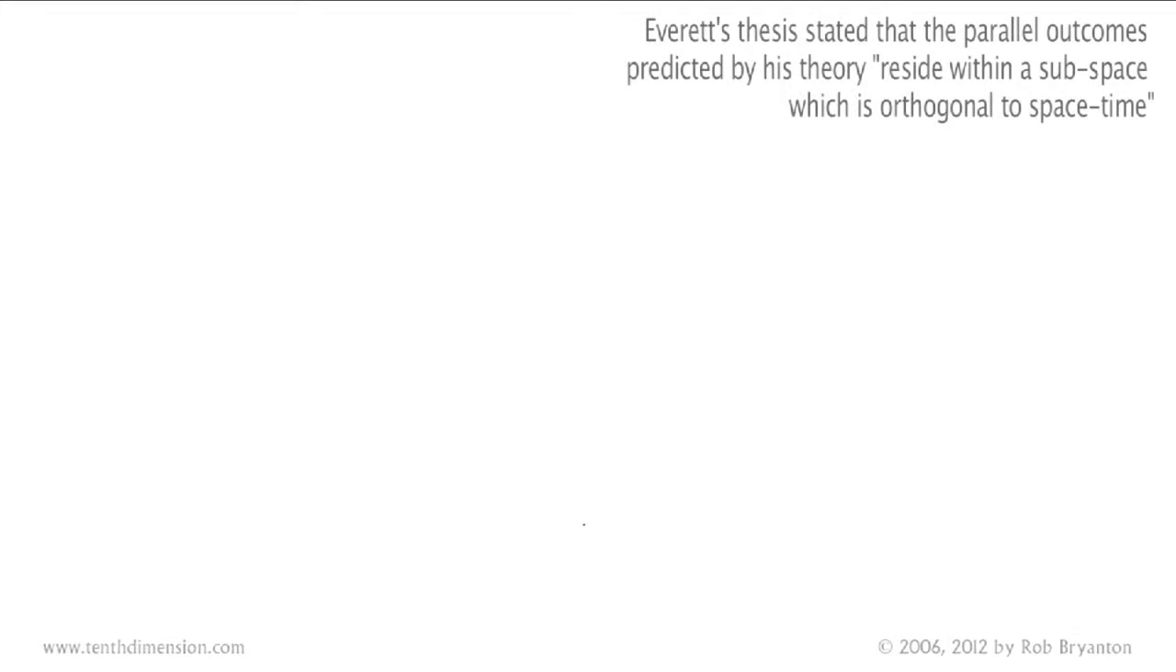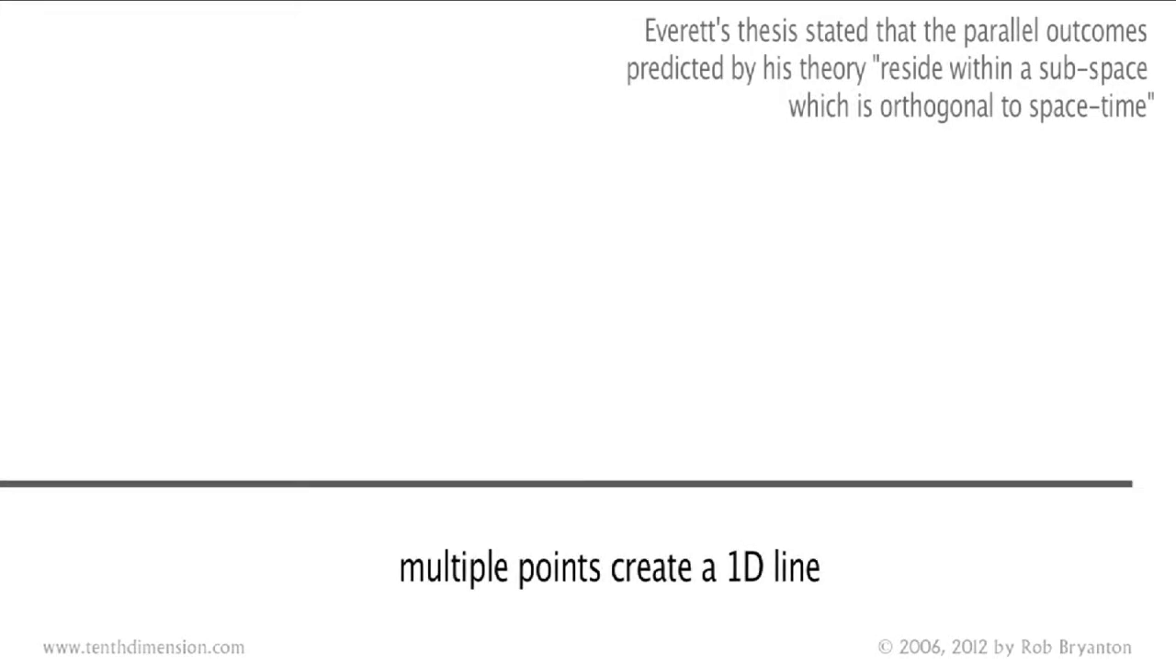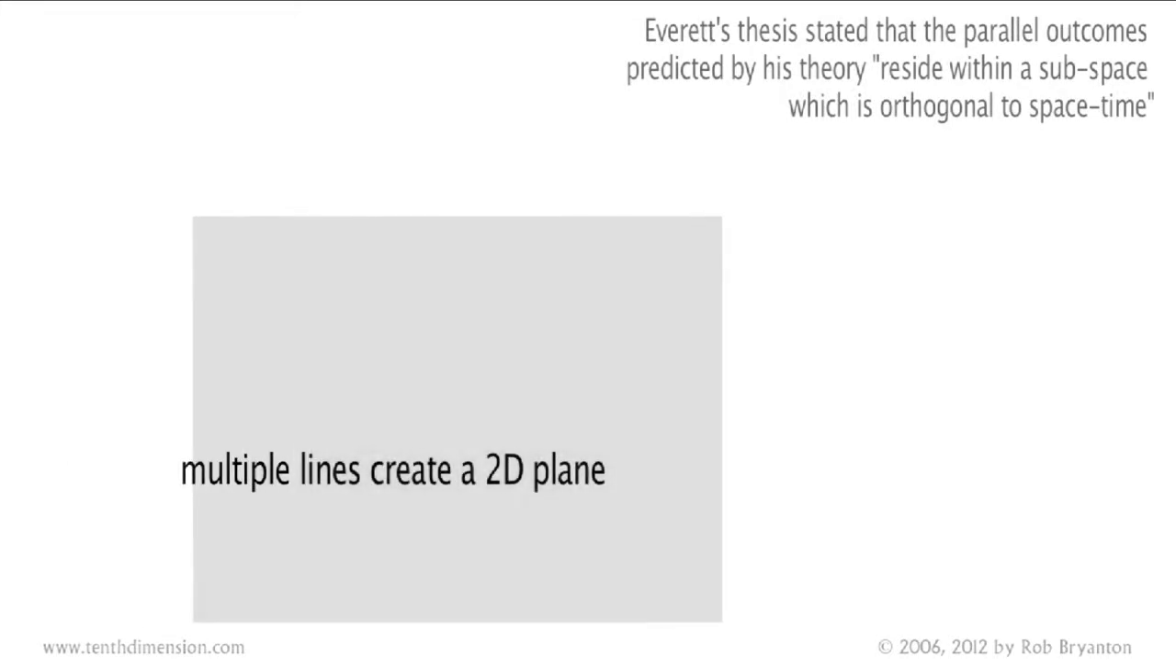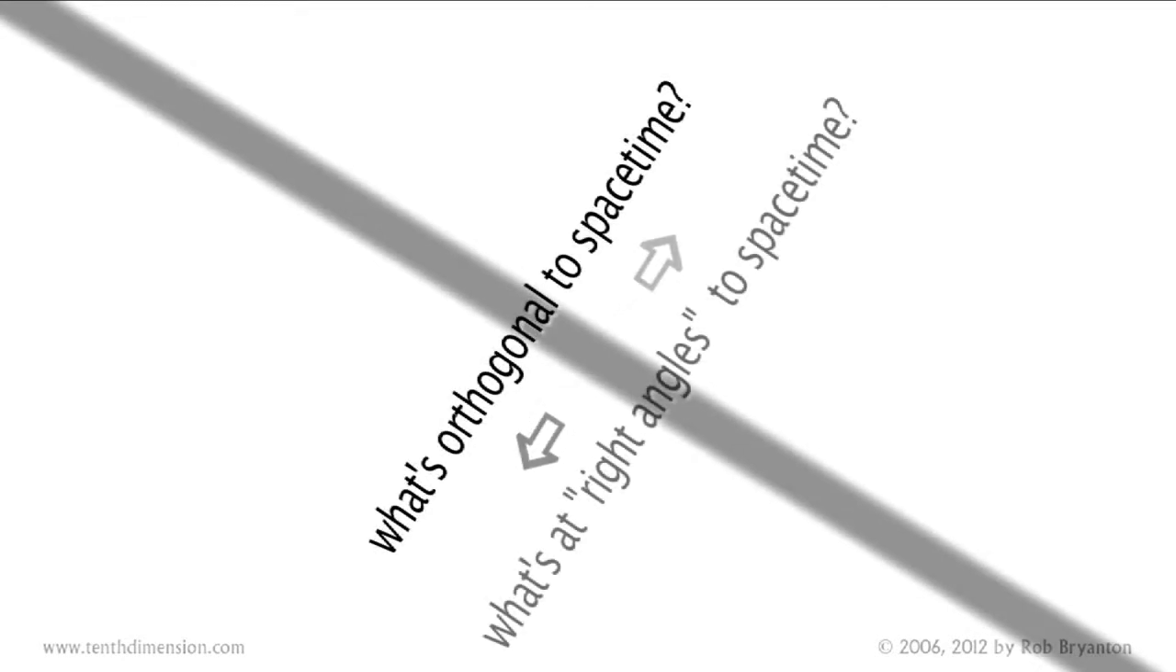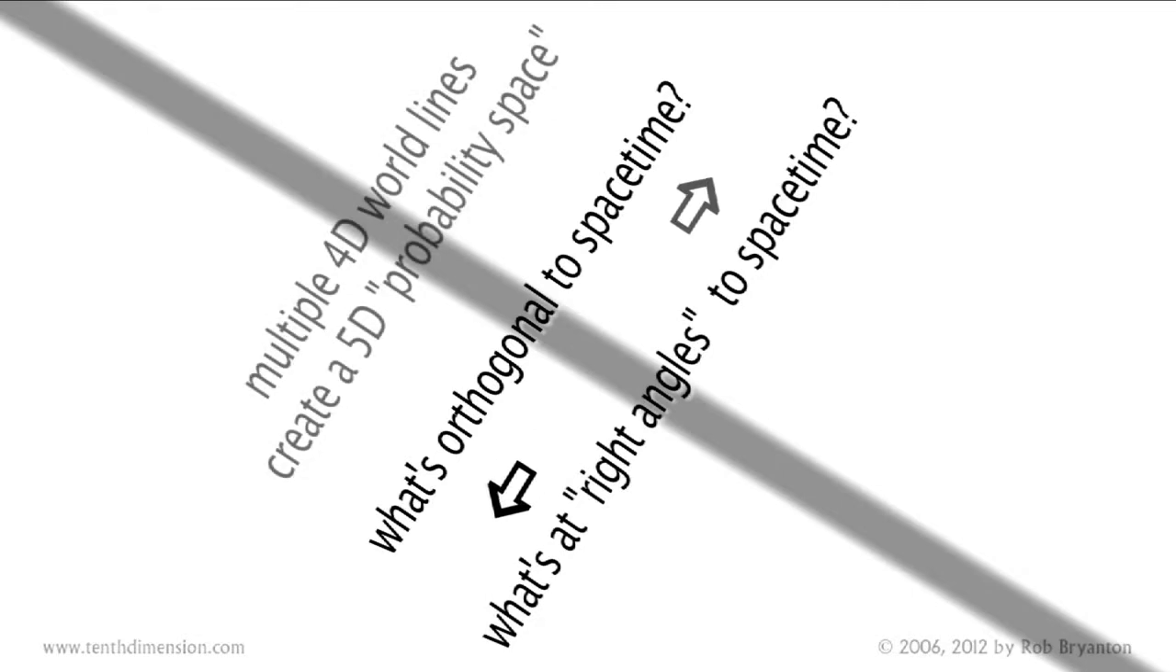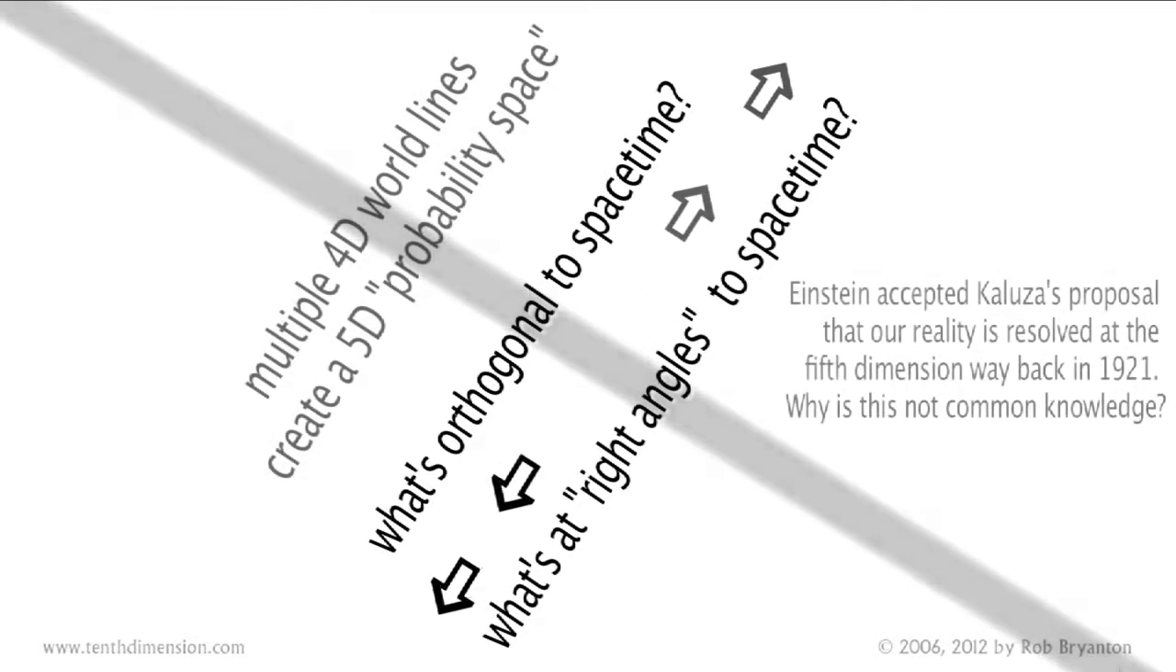It was Everett who showed us that these parallel outcomes reside within a space which is orthogonal to spacetime, and the versions of the universe that we don't observe are just as real as the ones we do. What's orthogonal or at right angles to spacetime? With this project, this leads us to the conclusion that Everett's many worlds reside within the fifth dimension.